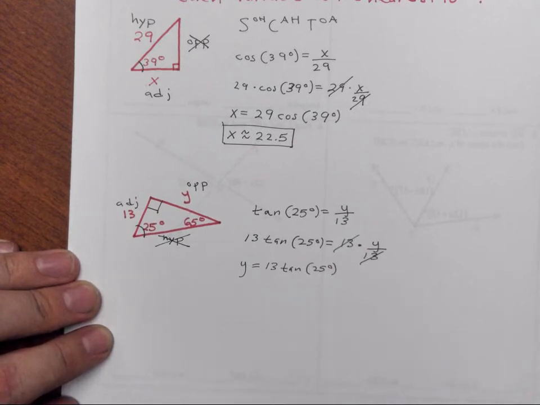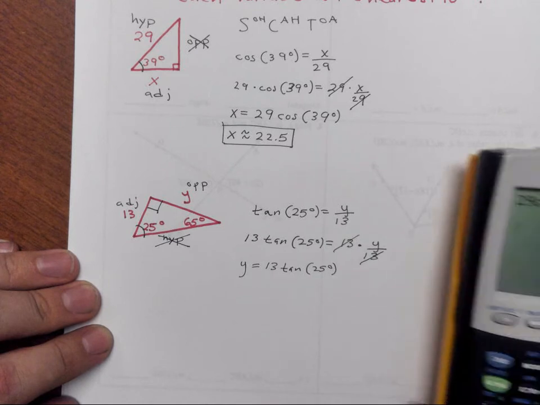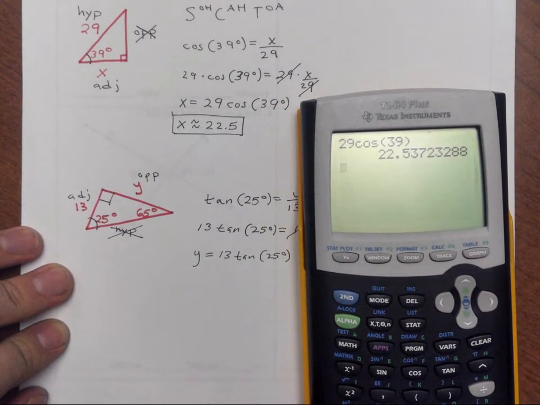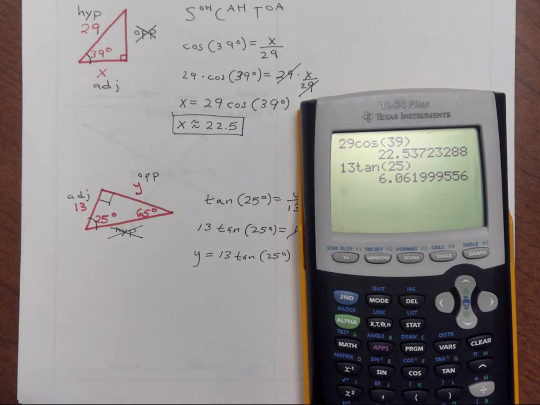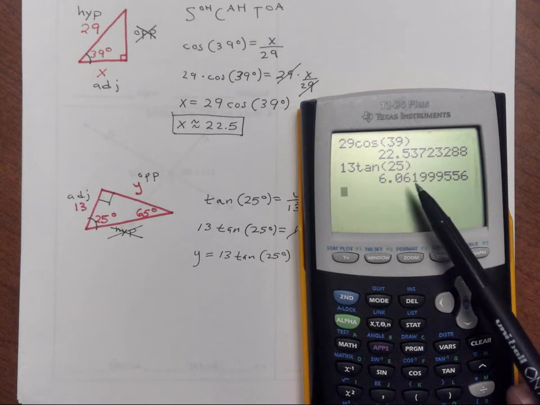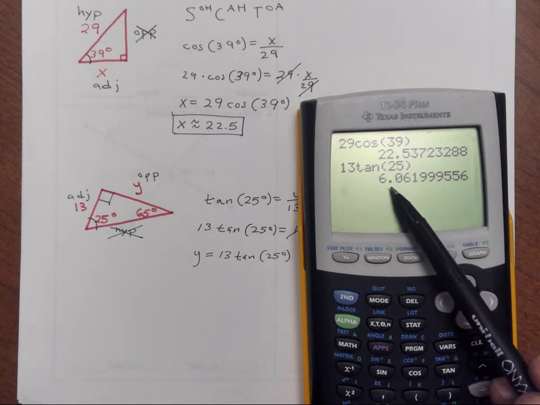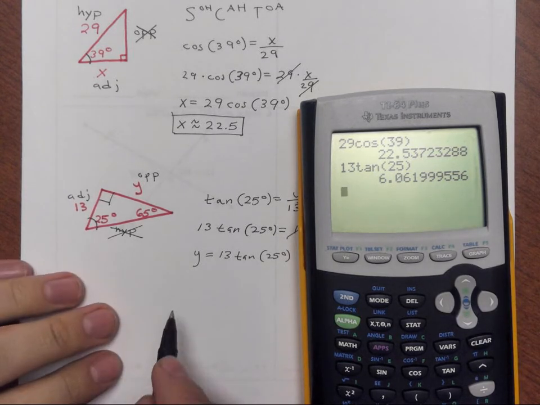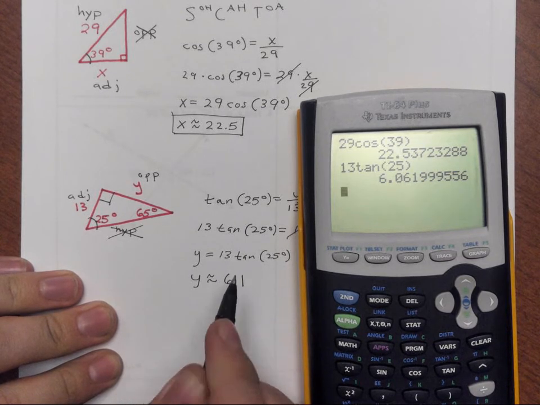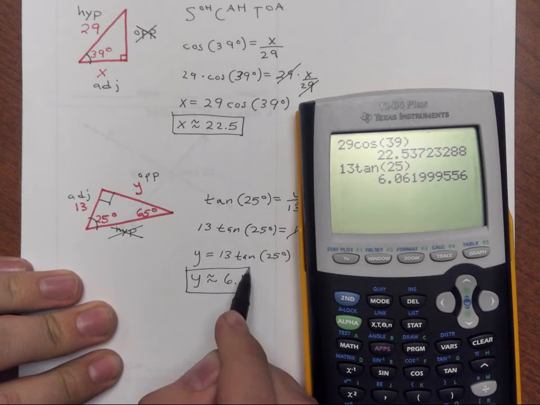Now I do need to approximate this, so I'll grab my calculator again. 13 times the tangent of 25 degrees. 13, tangent 25, and I can close this. So this is 6.06 and then several other numbers. To the nearest tenth, 6.0619 and so on is going to be approximately 6.1, because the 6 will force me to round up, the second 6 right there. So y is approximately 6.1.